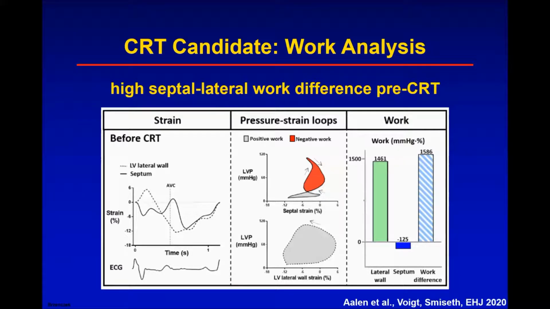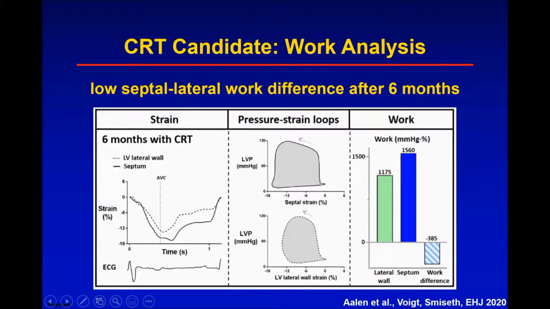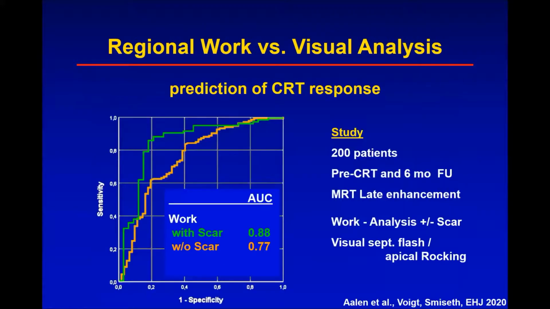So we have a high septal lateral work difference pre-CRT in this example here. This is a patient where we have these typical patterns. We have the figure of 8 in the pressure strain loop, and we have the big loop in the lateral wall, and we have a high work difference. And after 6 months, this is homogenized. The work difference is very little, and the patient is a perfect responder.